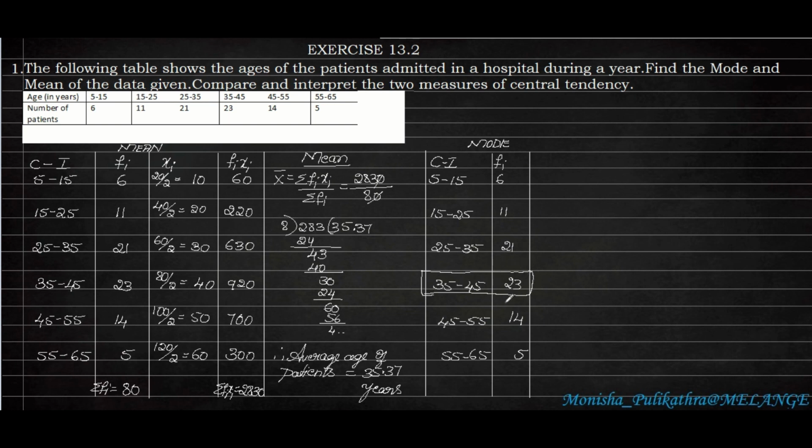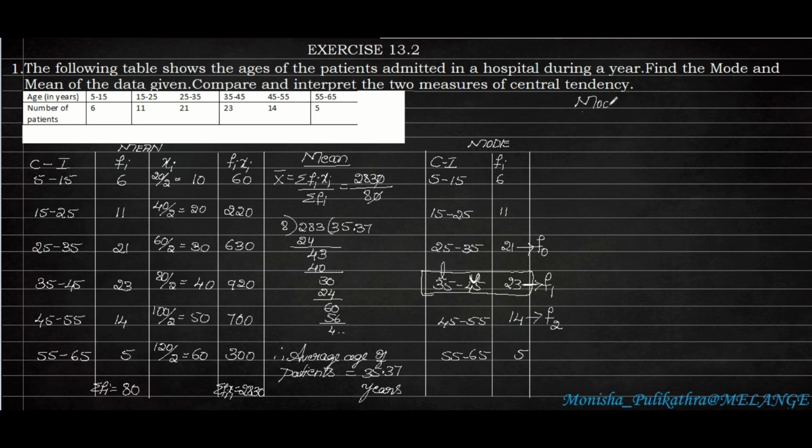Here the maximum frequency which we have selected is taken as F1, whereas the previous frequency is F0, and the succeeding frequency is F2. Here, this is the lower limit and this is the upper limit. So these are the things we have to know. Okay. So first I will write the formula for mode.